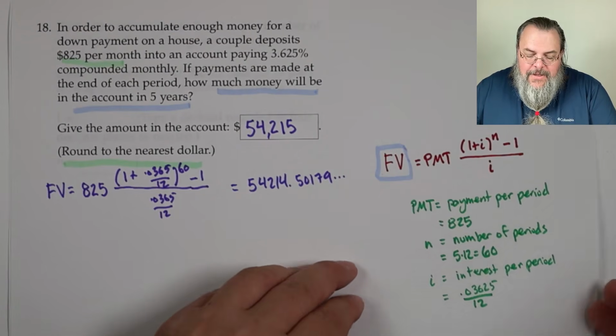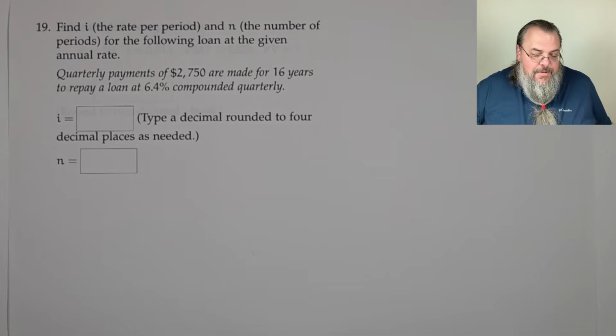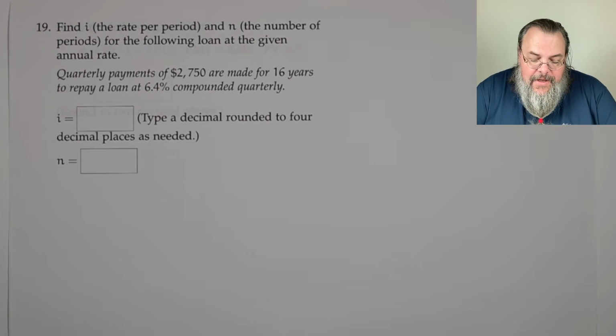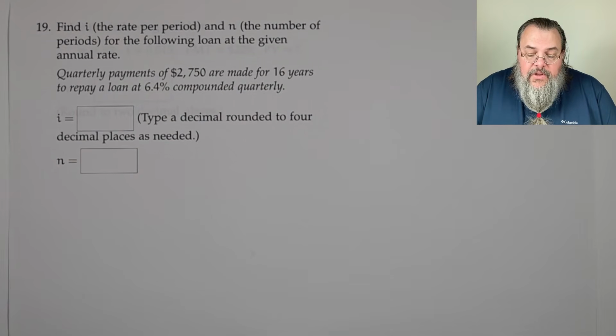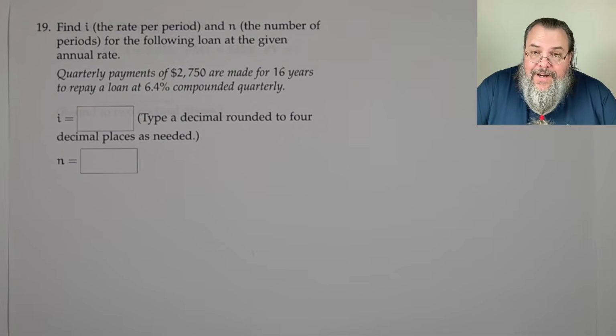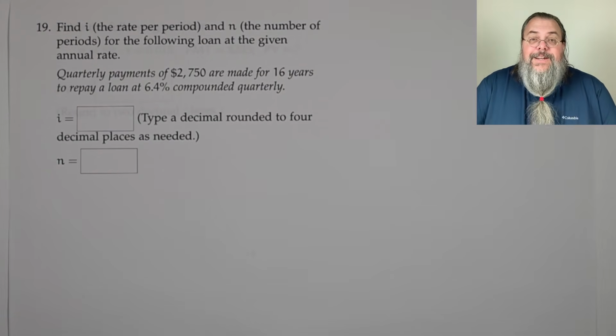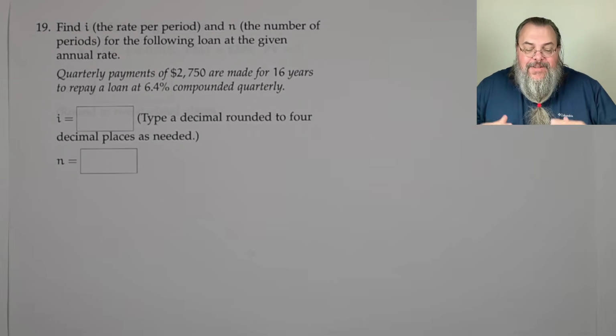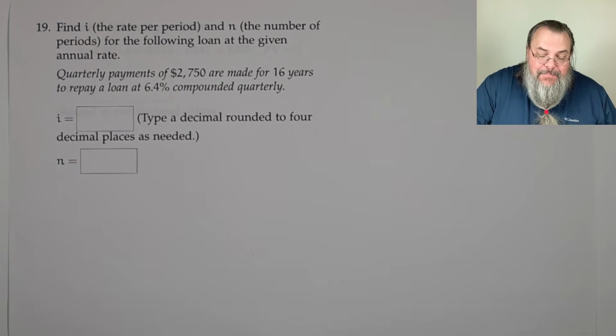Well, almost there. A few more problems. Number 19. Find I, the rate per period, and N, the number of periods, for the following loan at the given annual rate. Quarterly payments of $2,750 are made for 16 years to repay a loan at 6.4% compounded quarterly. Now, we are not solving this problem. This is about setting the problem up.